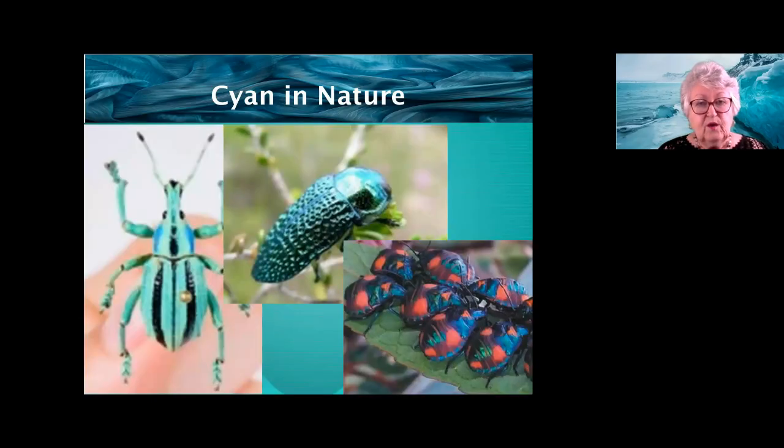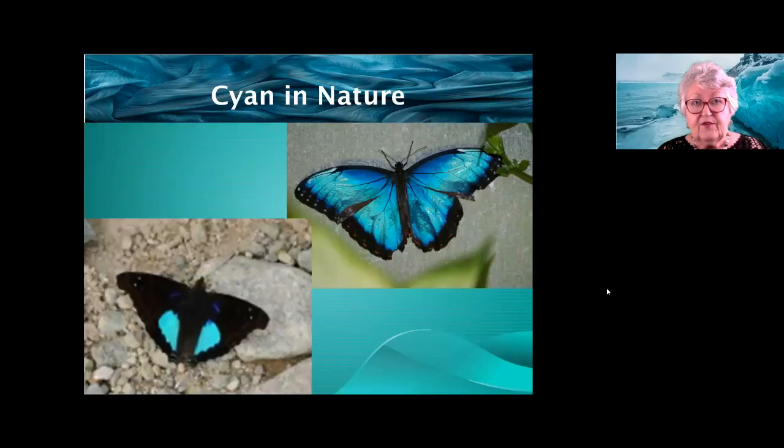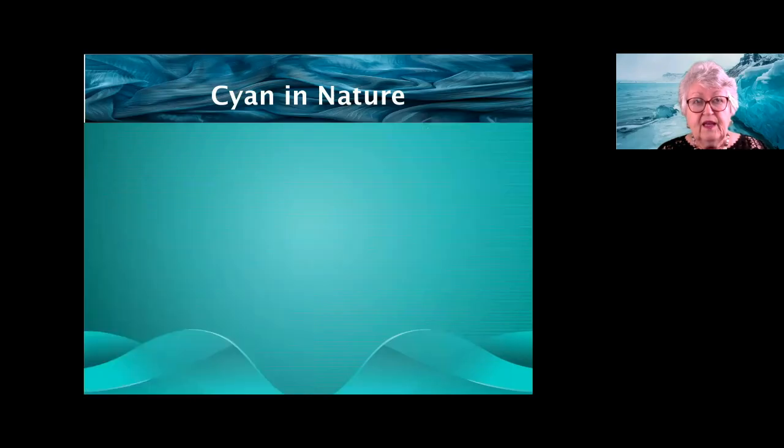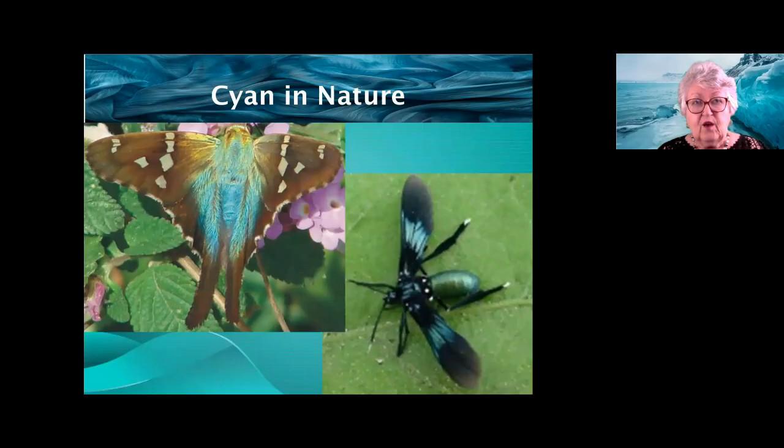Among the insect world, we also have a number of different insects that fluoresce in cyan. Here we have the striped weevil, the jeweled beetle, and on the right-hand side, there is one that I found in my own garden, the harlequin beetle. Other insects, such as butterflies, the Zalmoxis and the emperor butterfly, are both renowned for the cyan coloration of their wings. And then, not to be outdone, we also have the long-tailed skipper moth and the tiger moth, both examples of insects that carry cyan as part of their coloration.